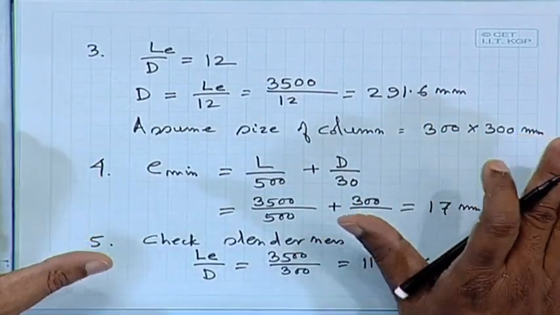So far we have assumed 300 by 300, but we do not know whether 300 is sufficient from the strength point of view. This is a preliminary design, where we get the dimension 300 by 300 on the basis that we would like to make it a short column. But we do not know whether this section is sufficient for the design load of 2250 kilonewton applied here. So, let us continue.